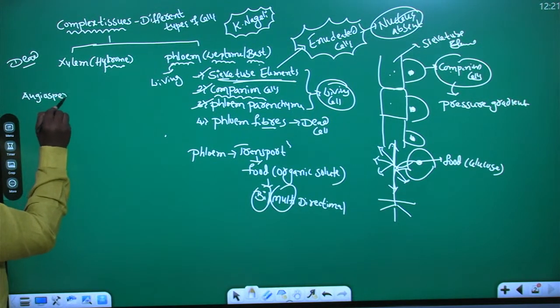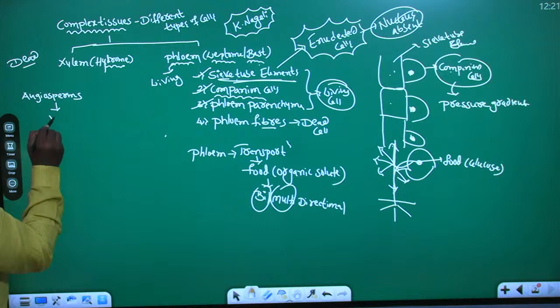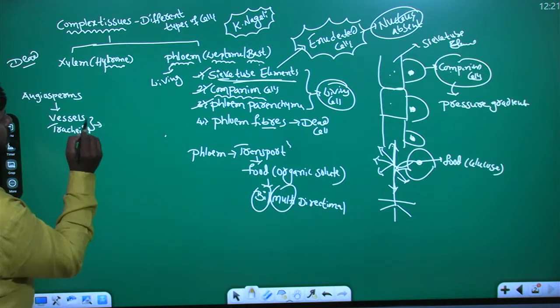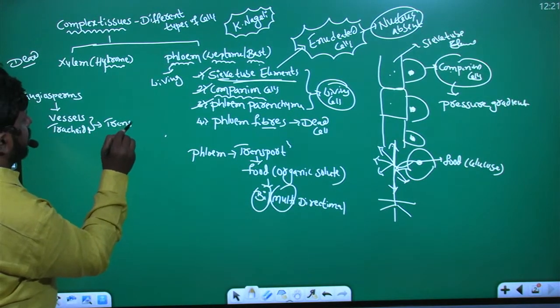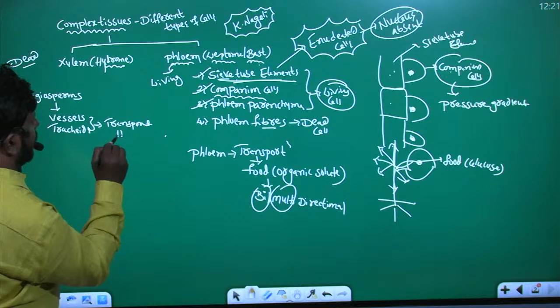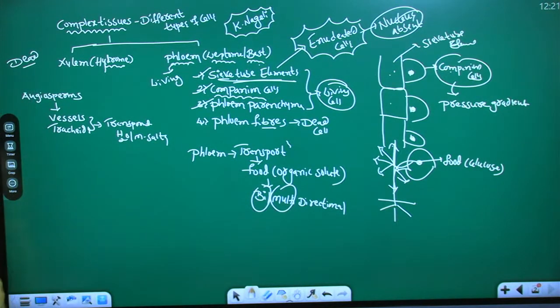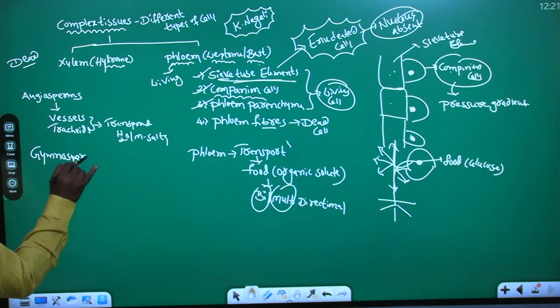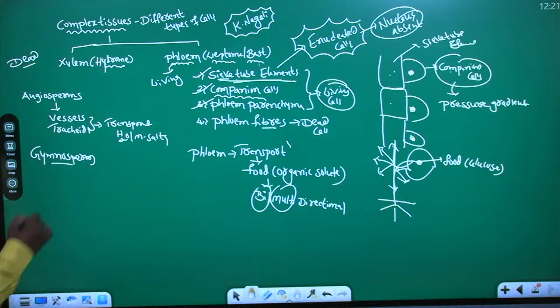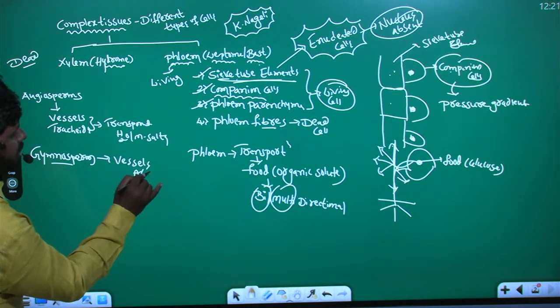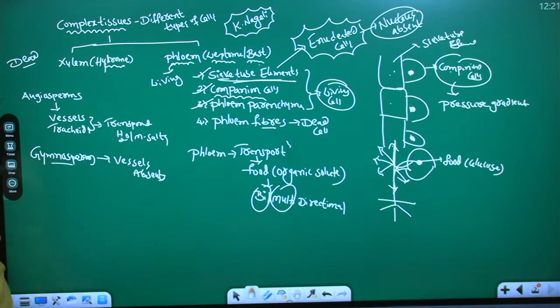In case of angiosperms, vessels and tracheids both play an important role in transport of water and mineral salt. But in case of gymnosperms, vessels are absent. Which one is absent in gymnosperms? Vessels are absent.